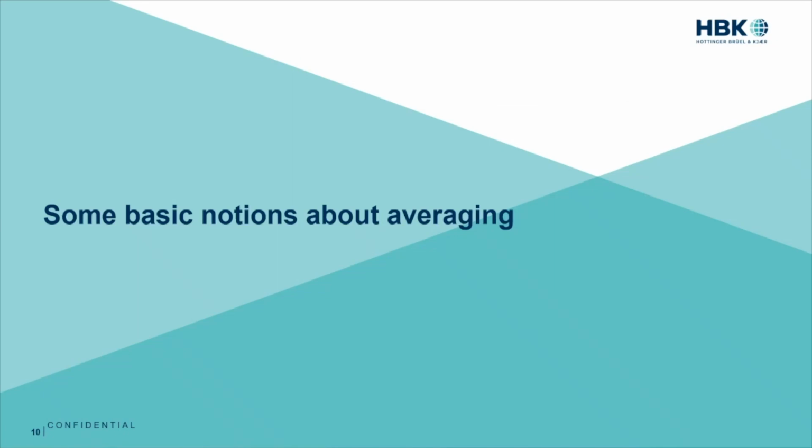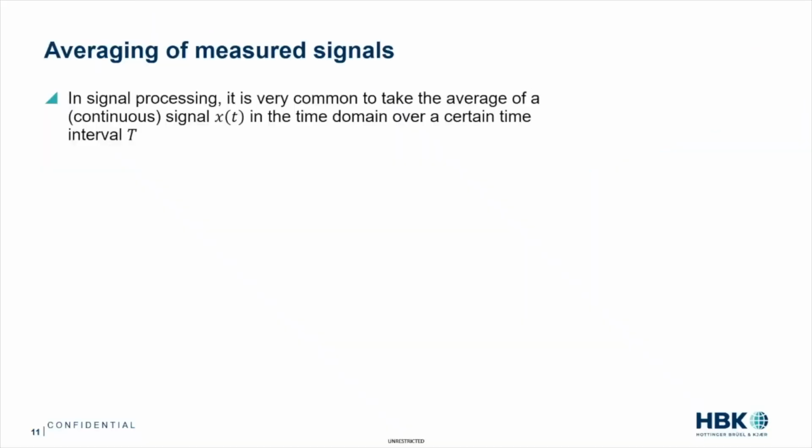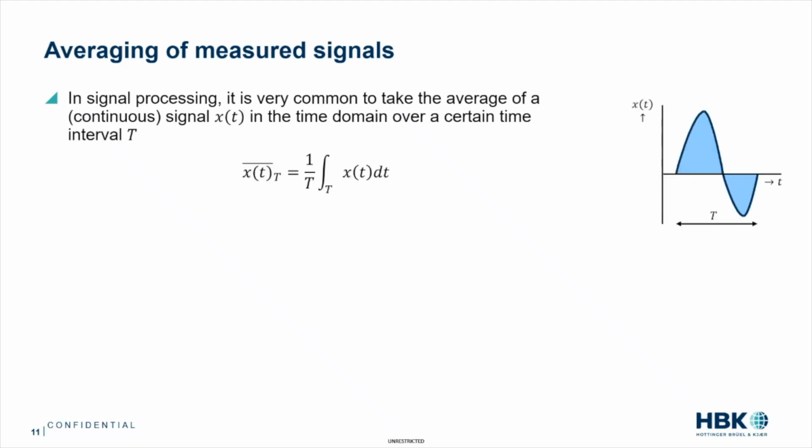So first, some basic notions about averaging. Most of them you will probably know, but we'll see. Averaging is sometimes concerned with averaging of measured signals. So in signal processing, it is very common to take the average of a continuous time signal, which I can call x(t), in the time domain over a certain time interval T. So that is a very basic notion of averaging.